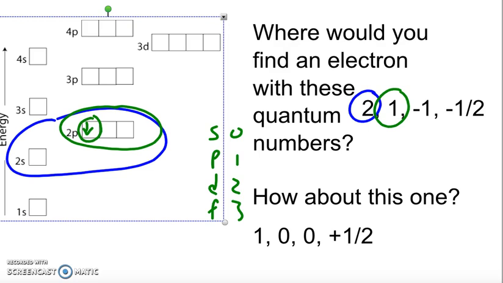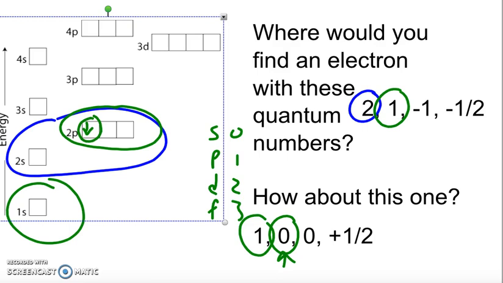How about this one: 1, 0, 0, +1/2. The first principal energy level means that electron has to be in that spot. 0 means it has to be in the s sublevel. And if you have an s sublevel of 0, the third digit also has to be a 0 because there is only one box. The fact that it's +1/2 means we would have an up arrow in that box. Okay, so that's how you work those.